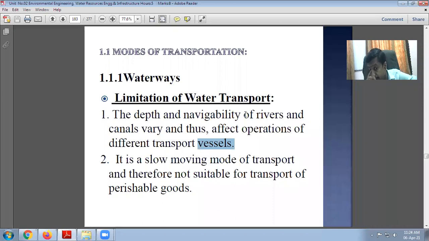So the second limitation, it is the slowest mode as compared with the other modes of transportation, and it is not suitable for perishable goods.